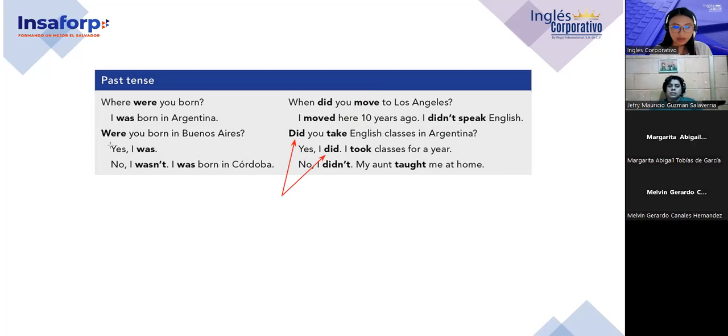Look, I am using the verb to be at the beginning of the question. I need to use the verb to be in the affirmative or negative response, okay? That's it. Is this information clear? ¿Quedó clara esa parte? Is it clear? ¿Sí? Lo que quise resaltar, is it clear? Okay, I really hope so.